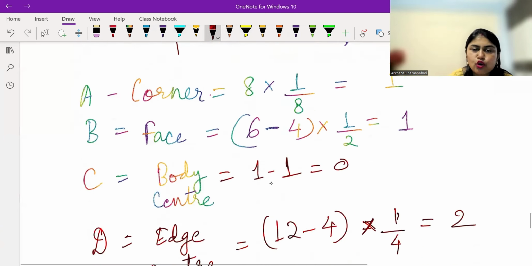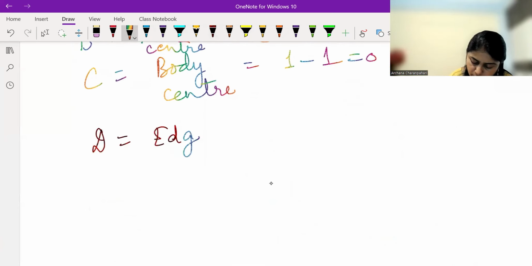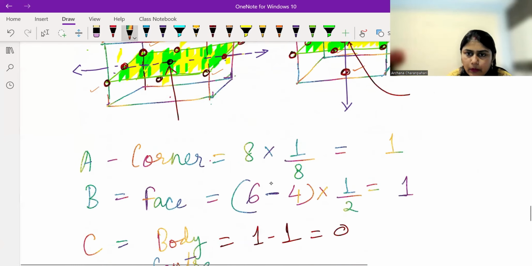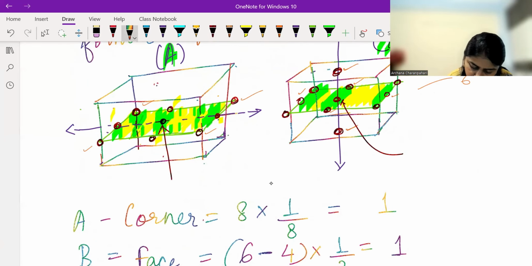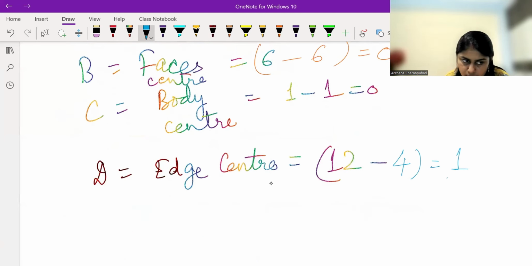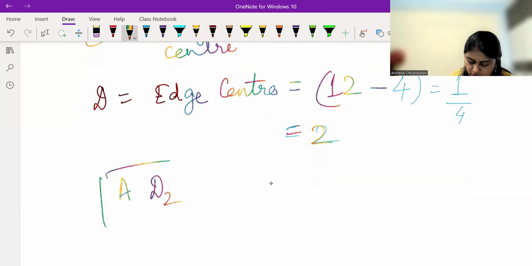And the last one is the contribution of D, that is edge center. So what is the contribution of D? We know 12 edges are there. And out of that, how many are missing? Edge center, you have this. You have this. You have this. You have this. Right? 4 of them are missing. So 12 minus 4, times 1 by 4, equal to 2. So we end up with the formula A D2, right? This is the formula of the compound.